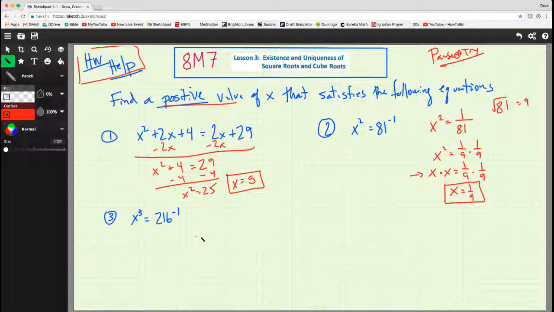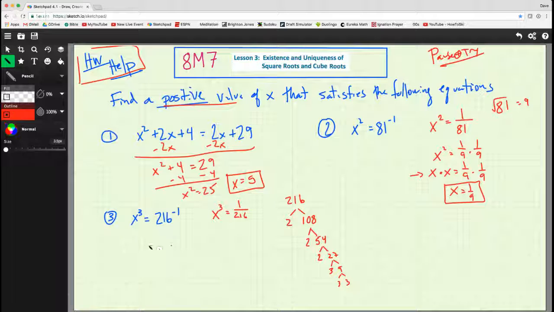All right. Finally, we have x cubed equals 1 over 216. And now remember, we don't know what the cube root of 216 is, maybe. So let's use our trick where we use our tree. Well, 216 is equal to 2 times 108, and that's 2 times 54, and that's 2 times 27, and that's 3 times 9, and that's 3 times 3.